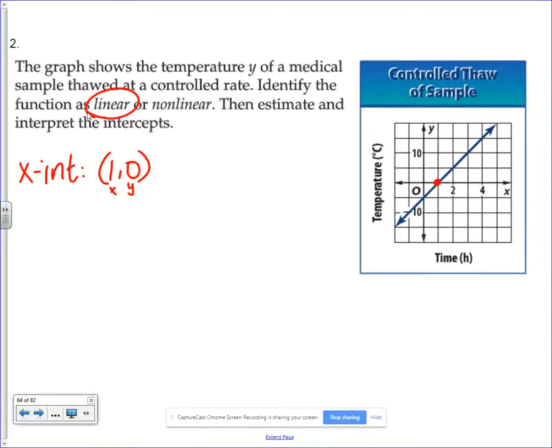What does this 1 for the x mean? Time. So what are we measuring time in? So this is 1 hour, right? Now how about this y of 0? What does that represent? The temperature is what? 0 degrees Celsius. Okay, so what sentence are you going to put together for me? Go ahead. At 1 hour, the temperature was 0 degrees Celsius.